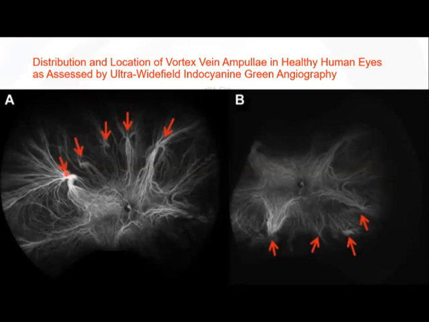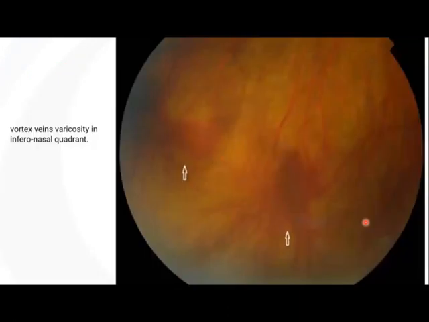This is indocyanine green angiography showing vortex ampullae images. This arrow is showing a vortex vein varicosity in the inferonasal quadrant. Here we can see.